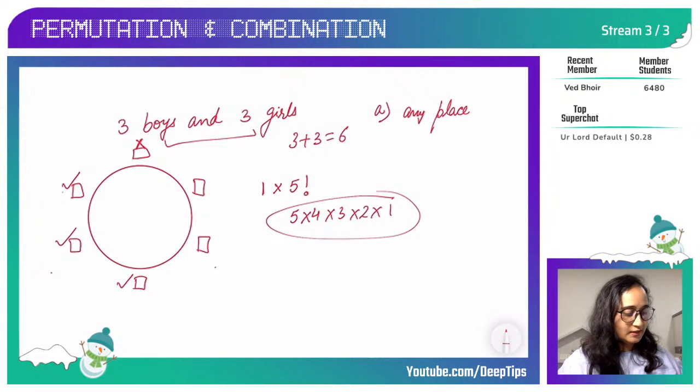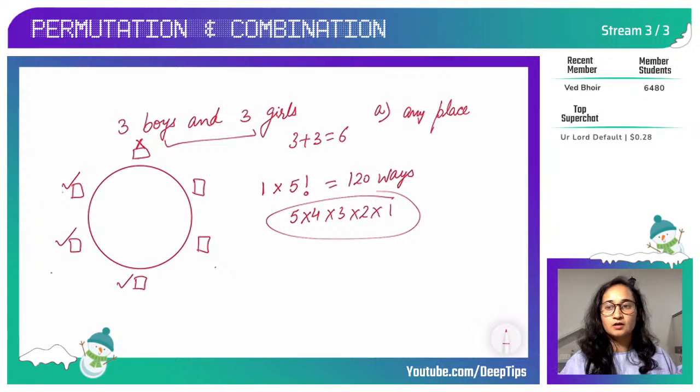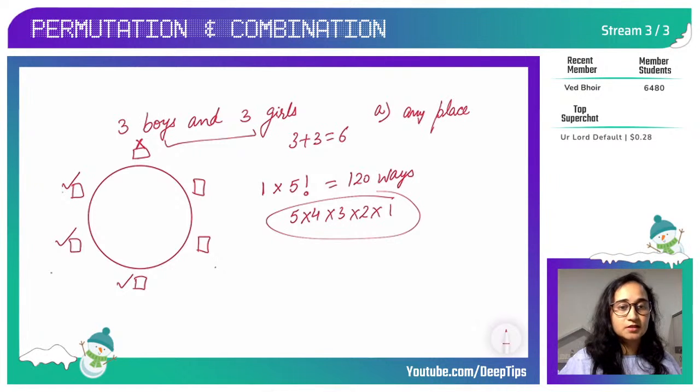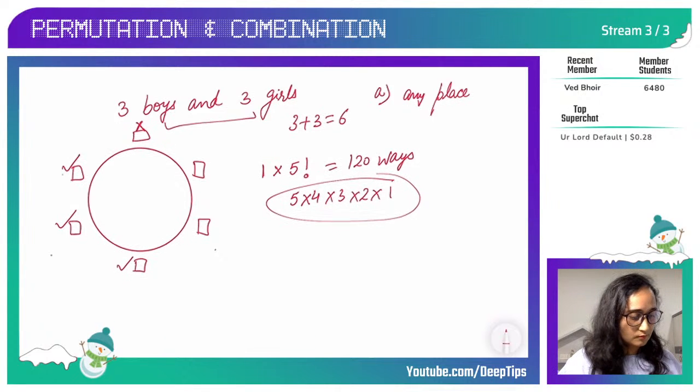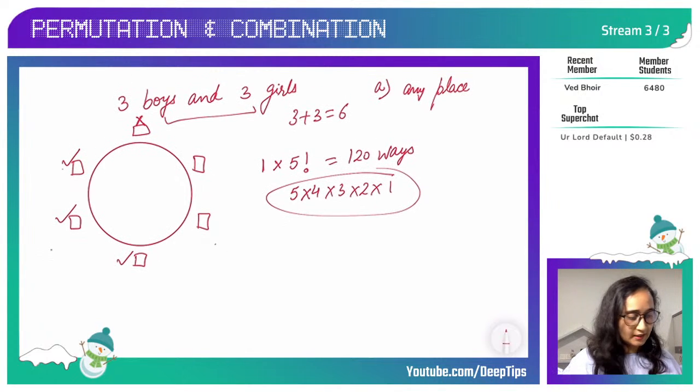So that's why here we have 120 ways to choose any place, or to make the arrangements for 3 boys and 3 girls when there are no conditions specified. This is my first scenario. Now let's move on to the second case.